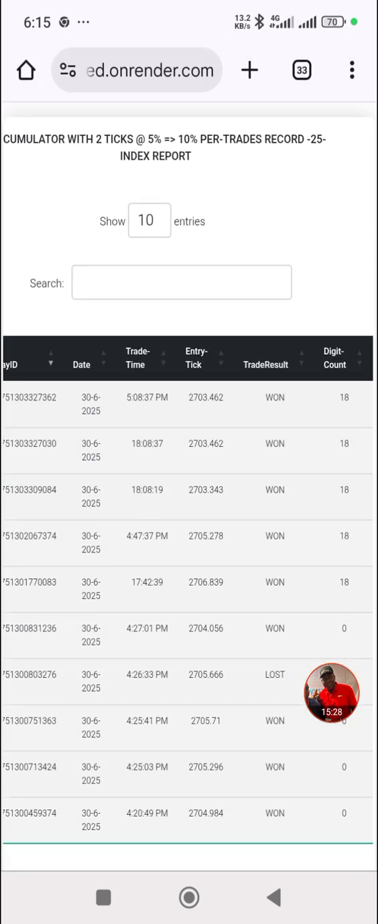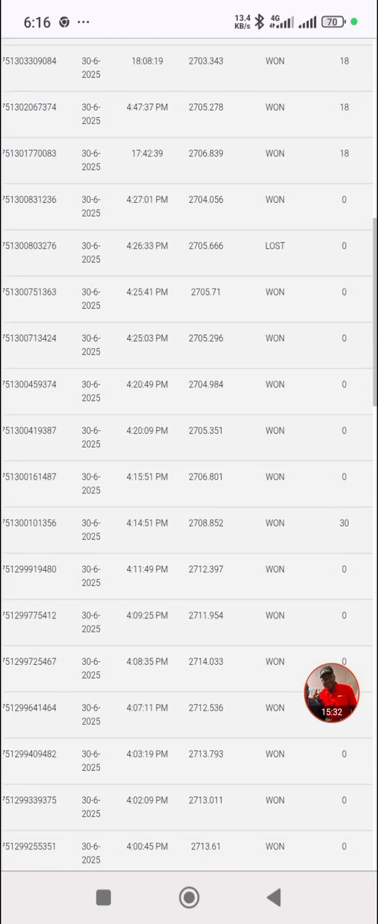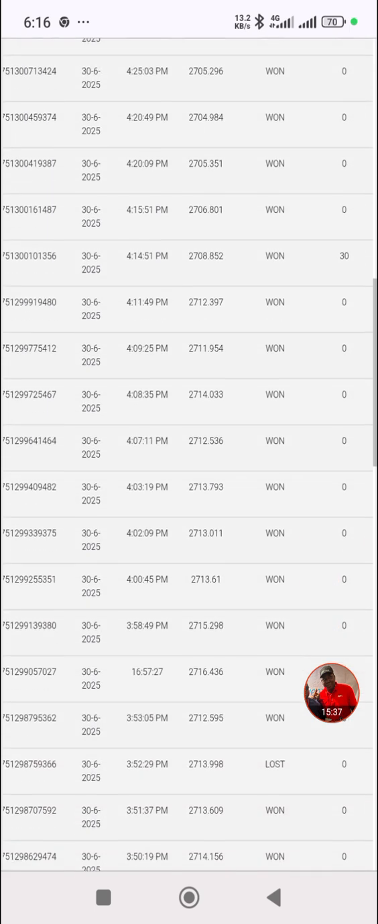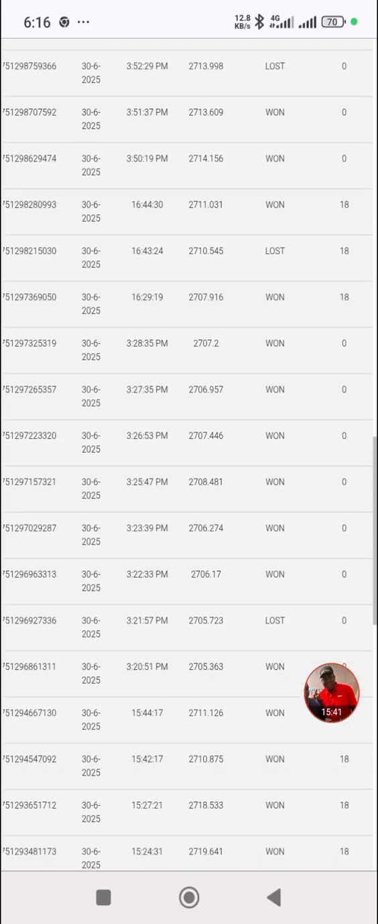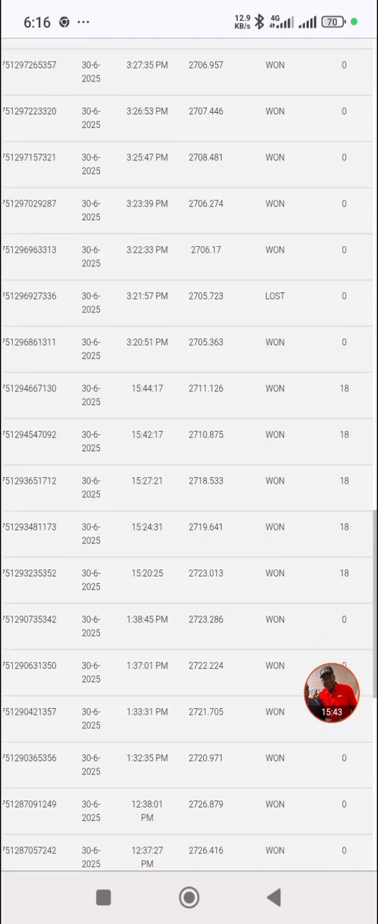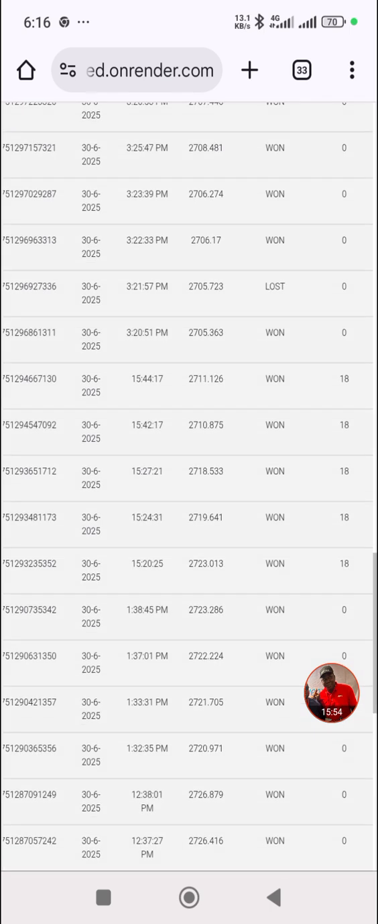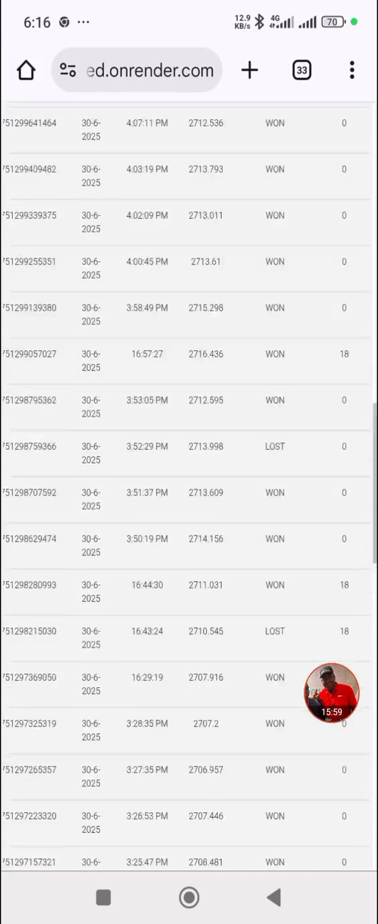For instance, I can show you, let's look at out of 50 trades. 1, 2, 3, 4. I hope you're seeing it. 4 losses out of 50 signals. Are you seeing it? Now, there are times you could see a whole 20 with no loss.